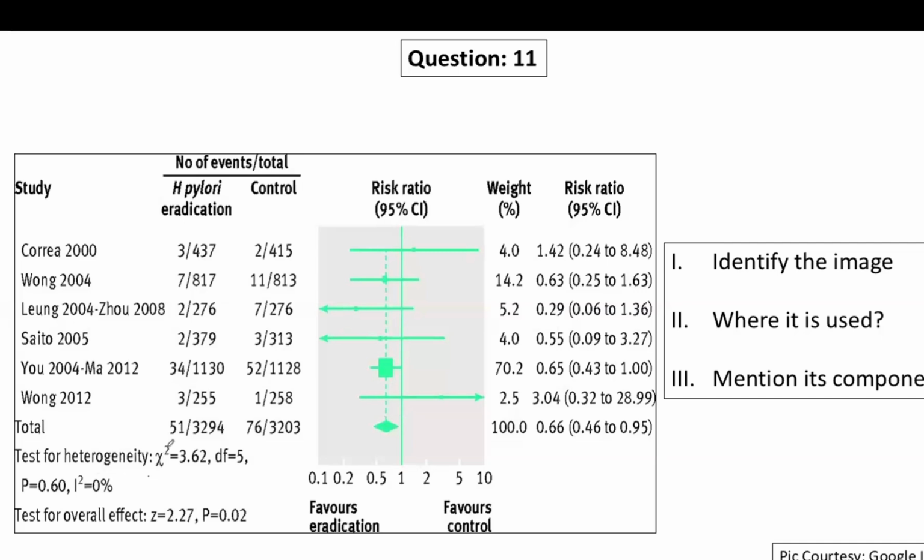Okay, and on the bottom side you have the heterogeneity. How heterogeneous is the test? It is depicted by this chi-square and p-value. We did not go into details of this test, but you will be asked to identify this, or you can be asked what is this confidence interval, what is the weight of the study, what does the square represent. These may be asked to you. Okay, I think I am clear.